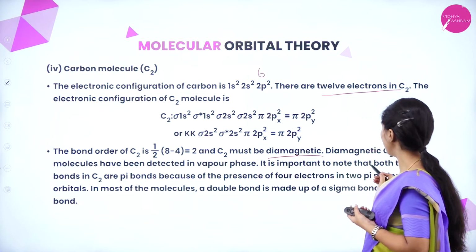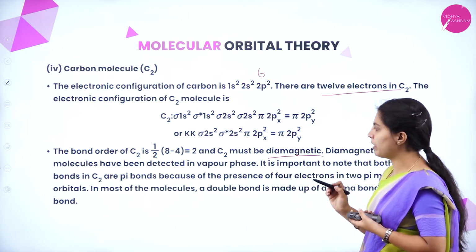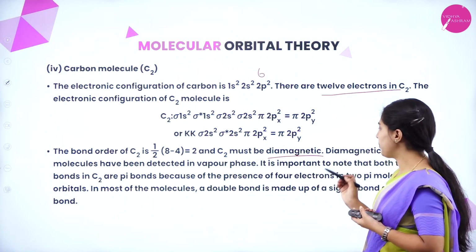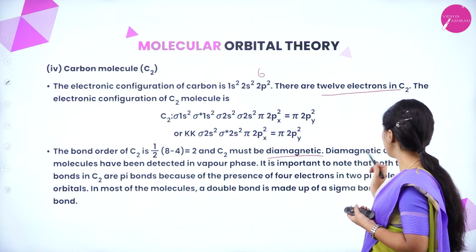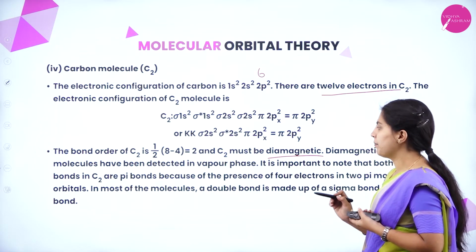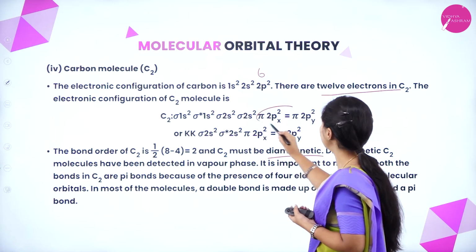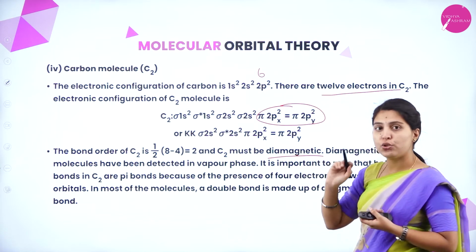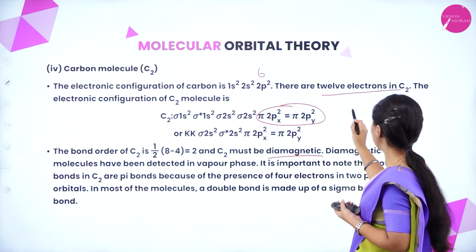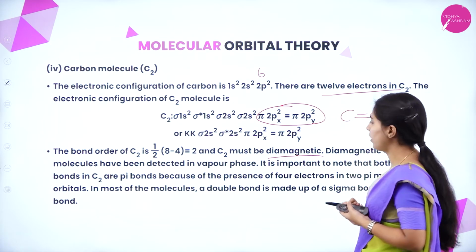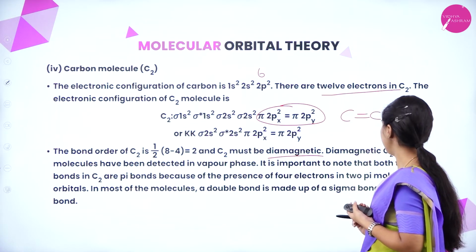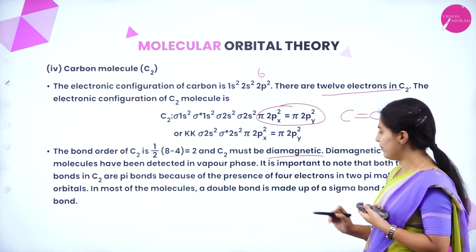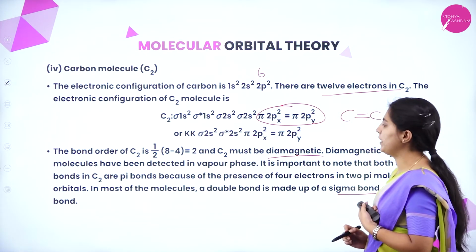It is important to note that both the bonds in carbon are pi bonds because of the presence of 4 electrons in 2 pi molecular orbitals. See here, due to this, it will form 2 pi bonds between these carbons. Normally, a double bond is made up of a sigma and a pi bond. One will be sigma and one will be pi.